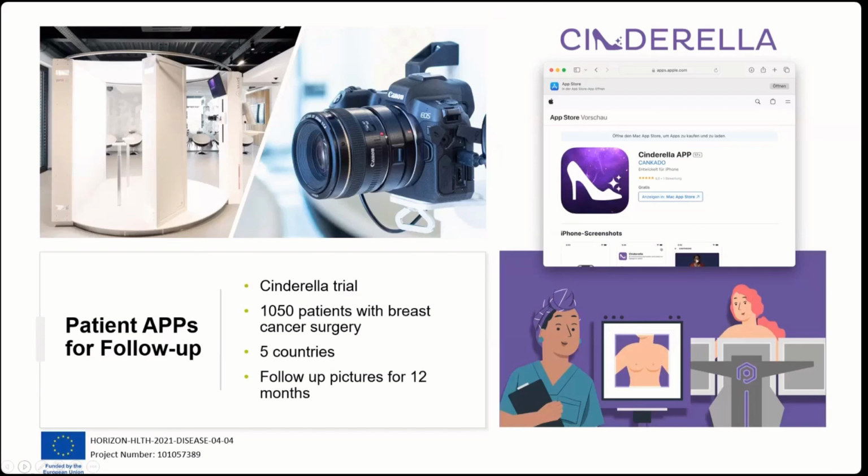For this purpose, all the centers have these photo robots, which are on the left top side. These are large cabins where the patients are put inside. They get rotated by the system, and the system automatically makes pictures from different angles.